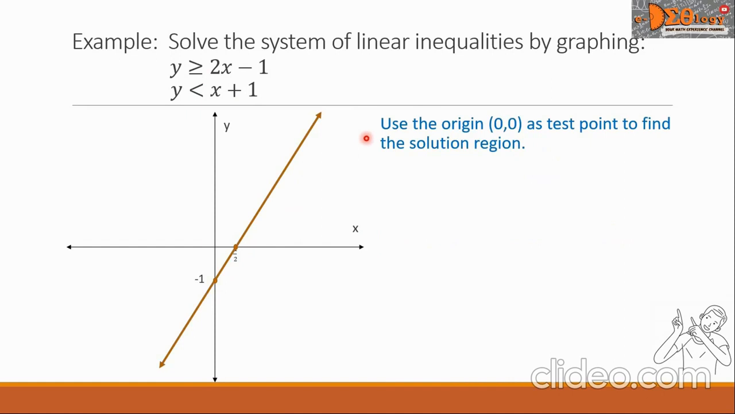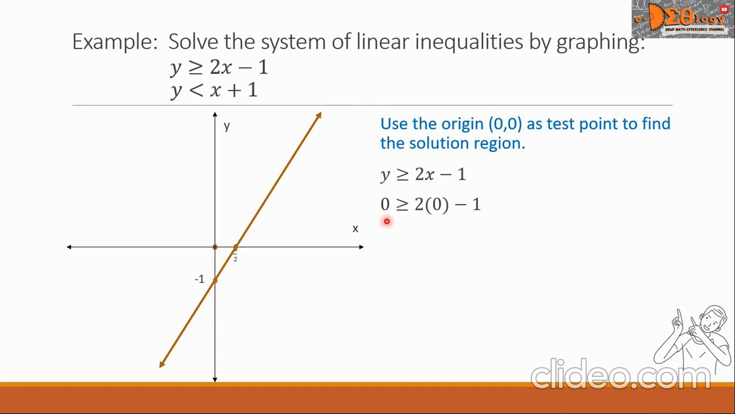Next, let us use the origin, (0, 0), as test point to find the solution region. Take note, the origin is here and it is above the line. So let us copy our original inequality here, the first one. Then let us now substitute the origin.